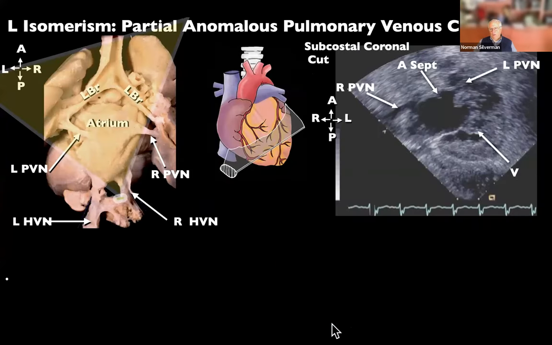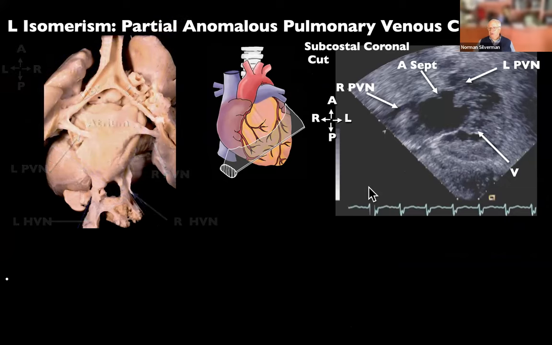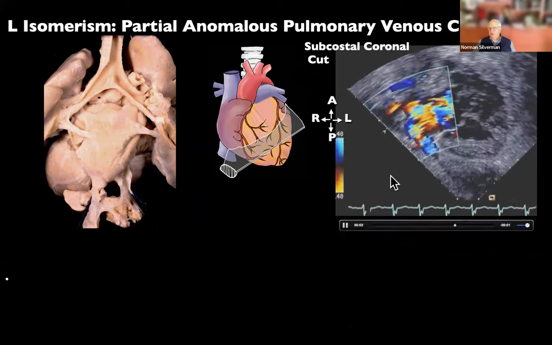And here with that, we're using the same pattern to show bilateral left bronchi, bilaterally draining partial anomalous pulmonary venous return to this common atrium. And here are the hepatic veins. And here we can see that the pulmonary veins are draining to two separate sides of the atrium, just as the hepatic veins are doing in this example. So a quite ecumenical thing.